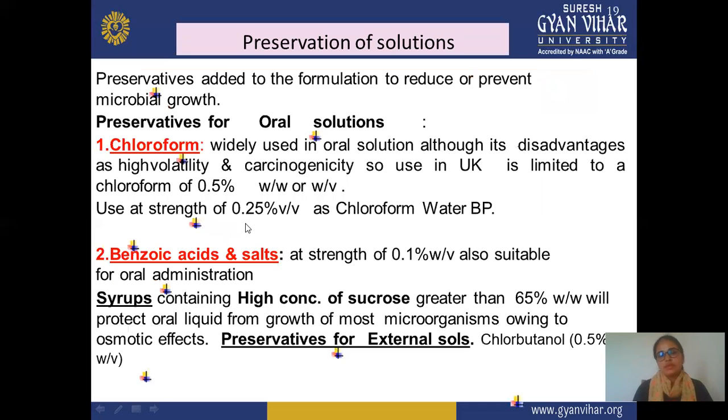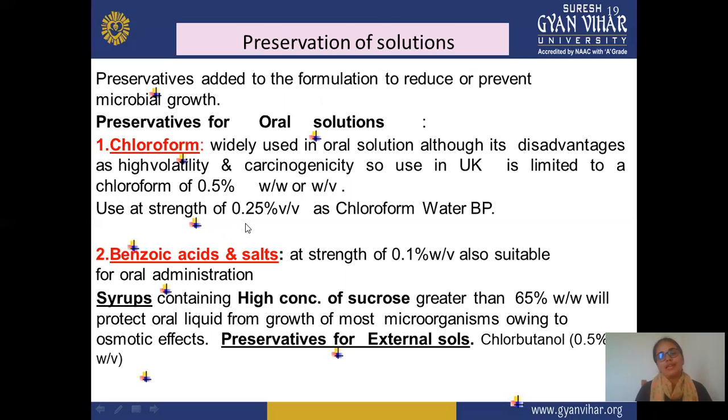Next is preservatives of solution. These are the preservatives used in liquid dosage forms. The first is chloroform, widely used in oral solutions, although its disadvantages are high volatility and carcinogenicity. So its use in the UK is limited to 0.5% weight by weight or weight by volume, used at a strength of 2.5% weight by volume as chloroform water.